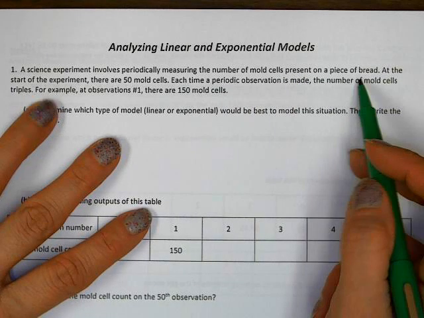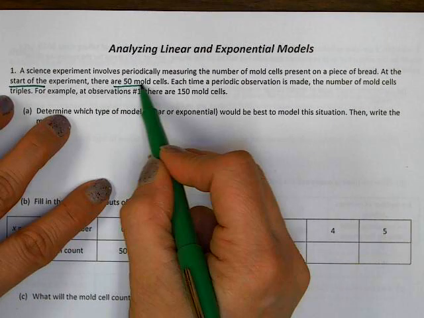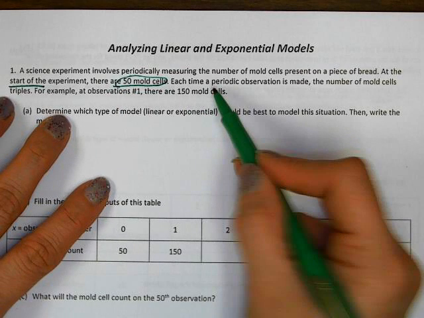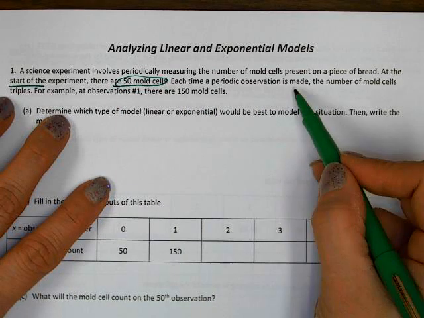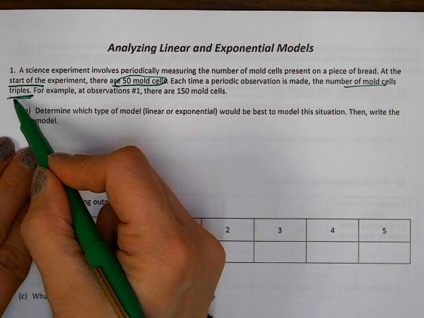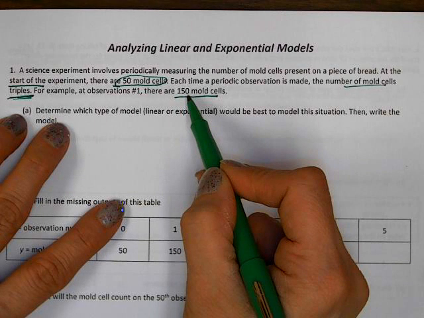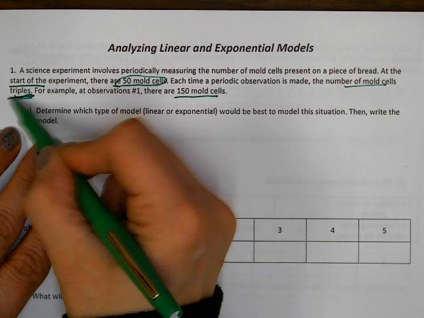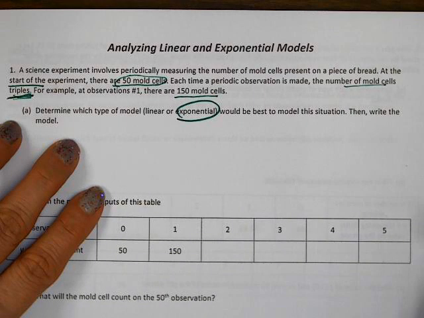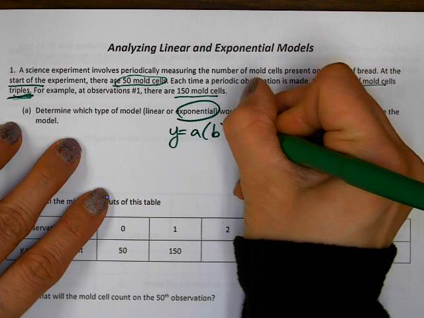Okay, so we have a piece of bread. At the start, there were 50 mold cells. Okay, and each time a periodic observation is made, the number of mold cells triples. So the first time I observe, there's 150. Since it said the word triples, this is going to be exponential. So we're going to have y equals a times b to the x.